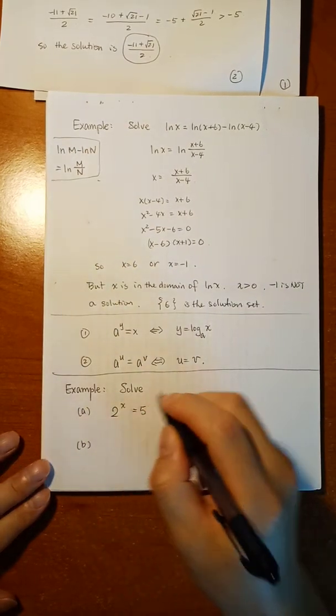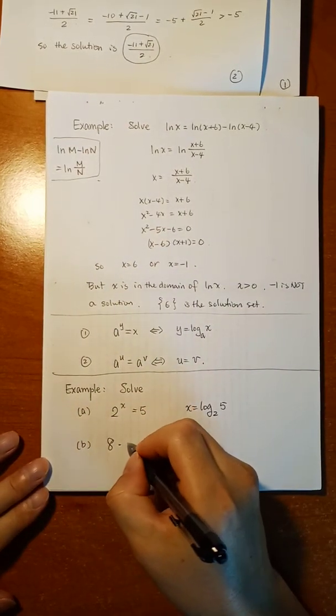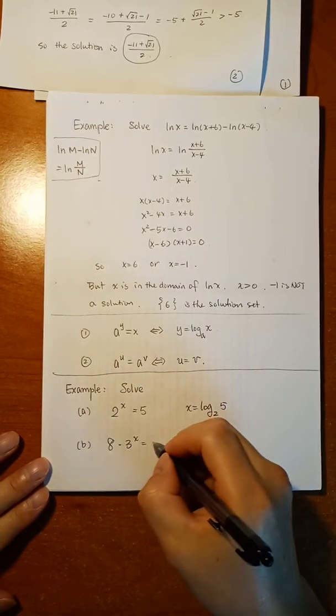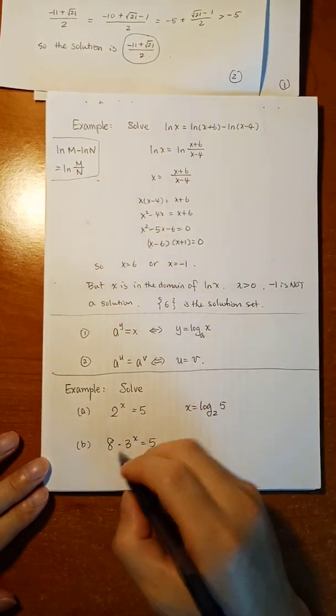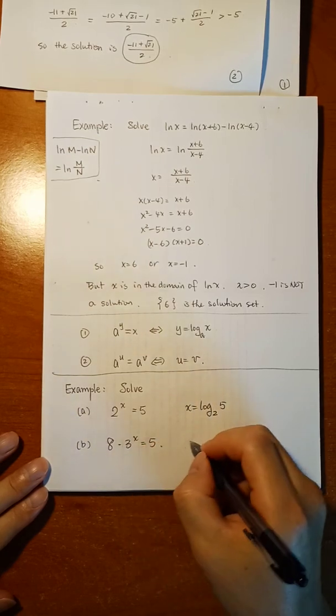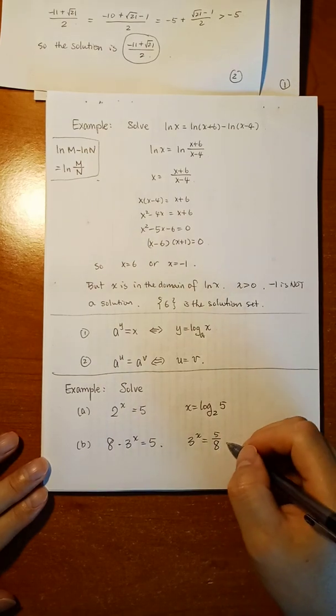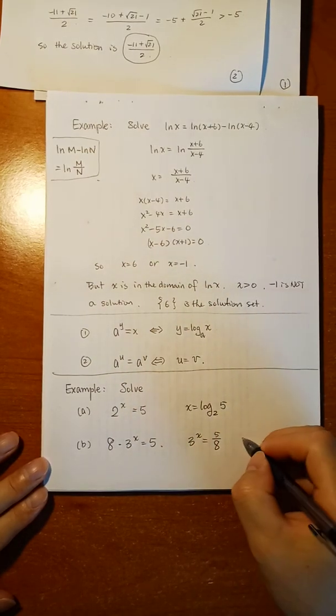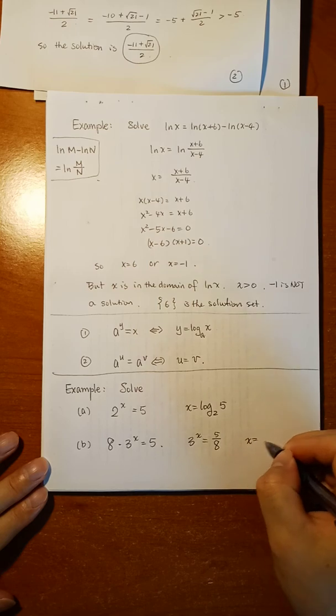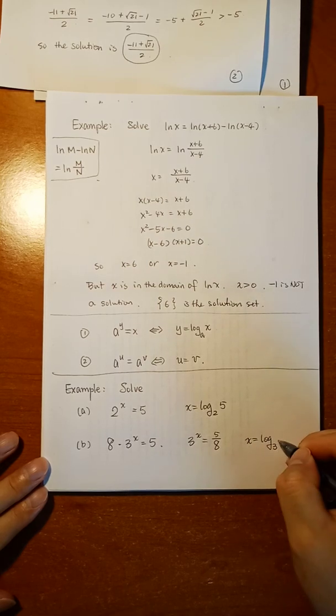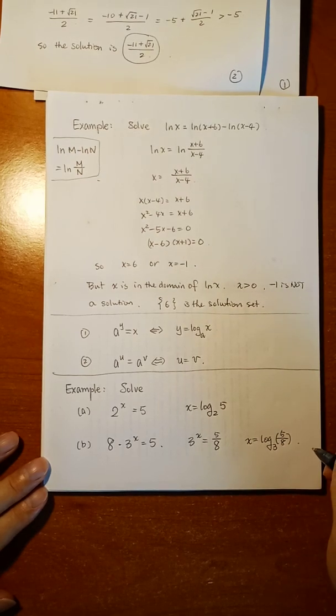B, if you have 8 times 3 to x is equal to 5, for example. Well, first you divide two sides by 8. You get 3 to x is equal to 5 over 8. And then you apply the logarithmic function. So x is the logarithm to the base 3 of 5 over 8. And that's it. Okay, you can just leave it like this. You don't have to simplify it.